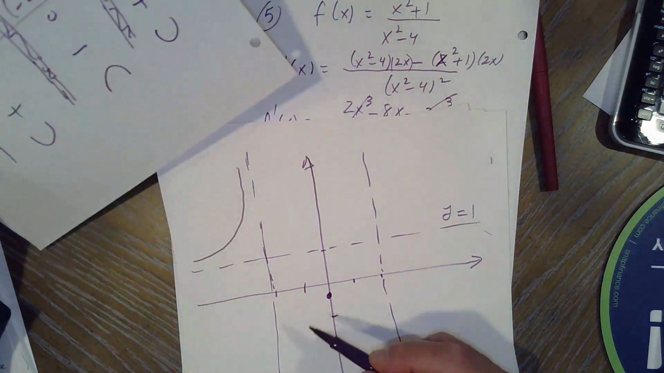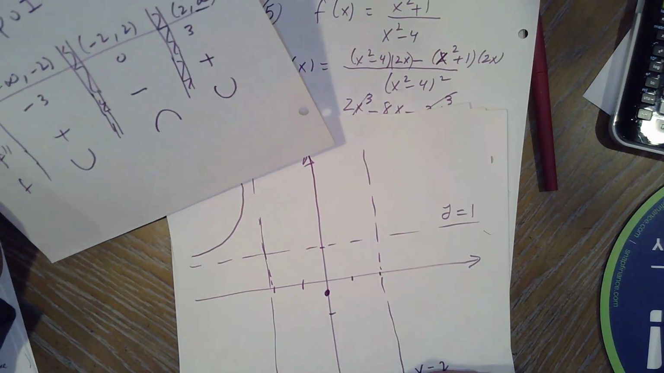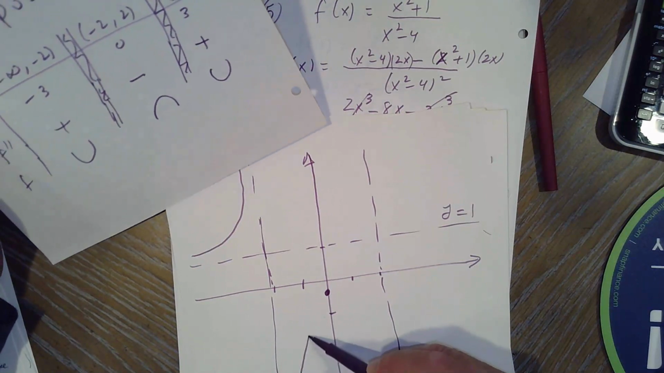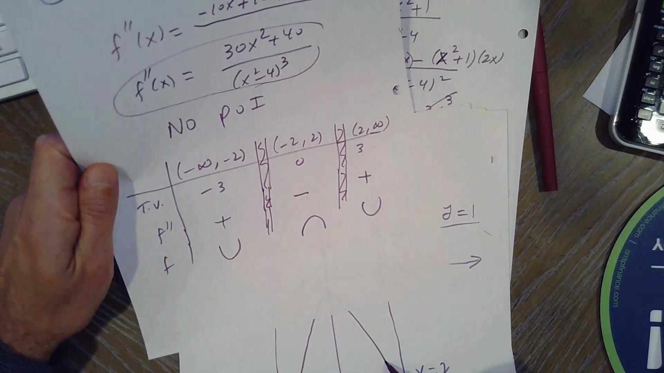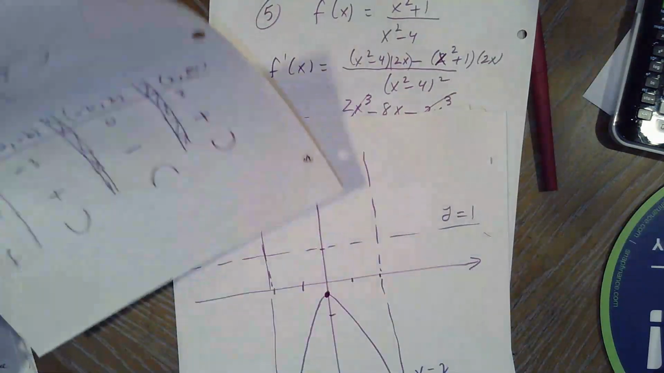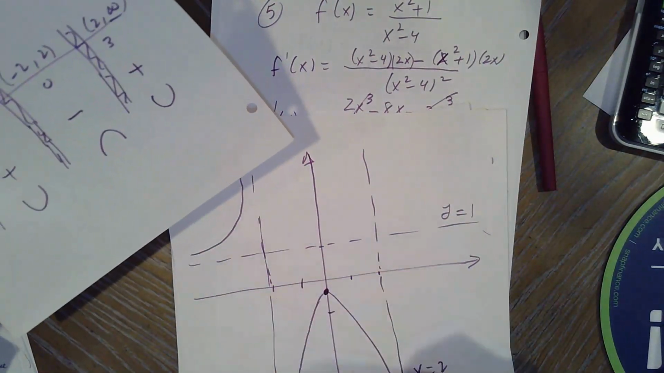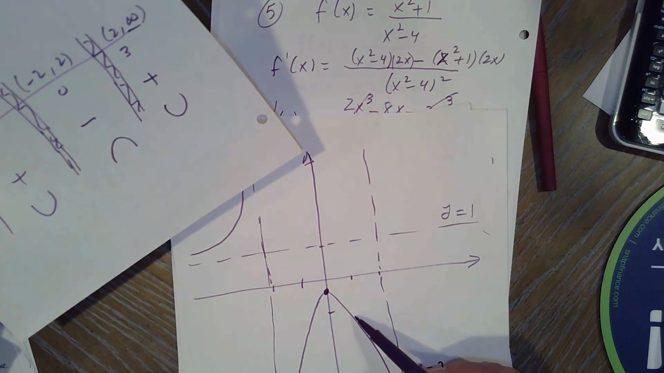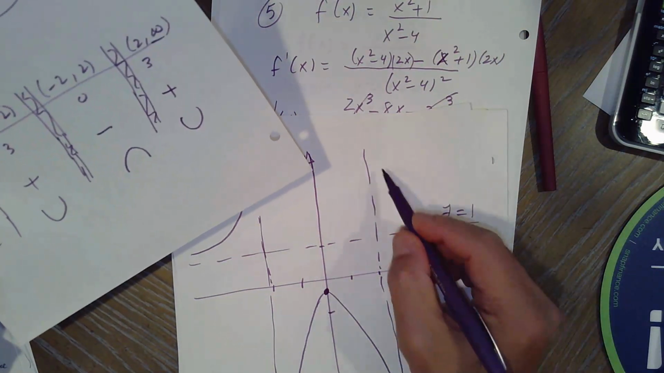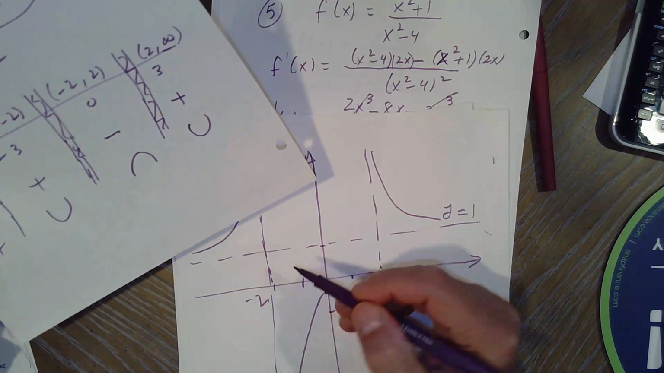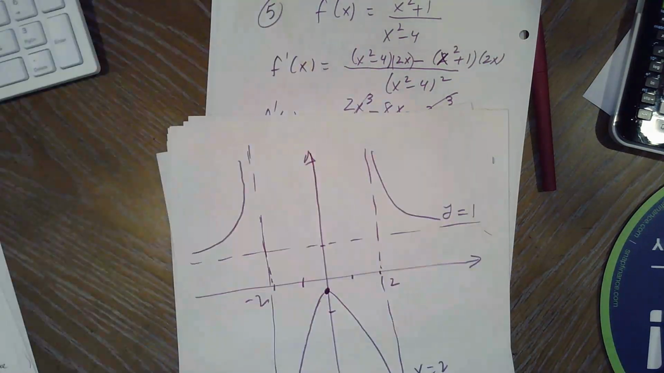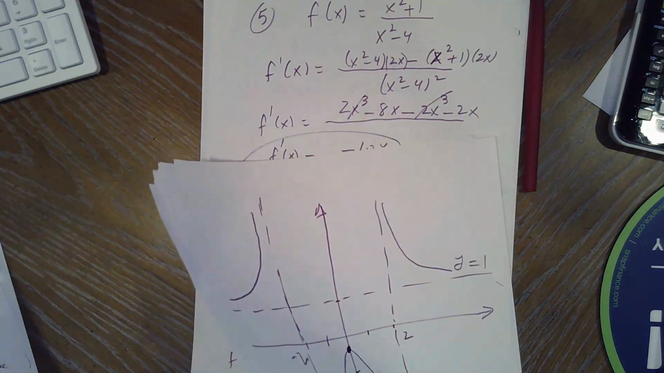And it's concave down between negative 2 and 2, and it's increasing to 0 and then decreasing from 0 to 2. That's how we know: concave up and increasing, concave down and increasing, concave down and decreasing, and then concave up and decreasing after 2. Okay, so that gives you a great graph.